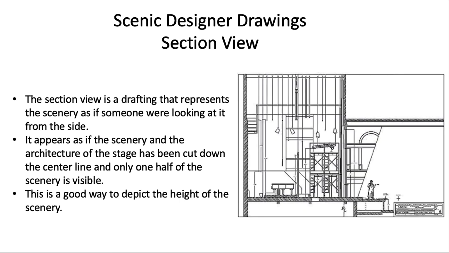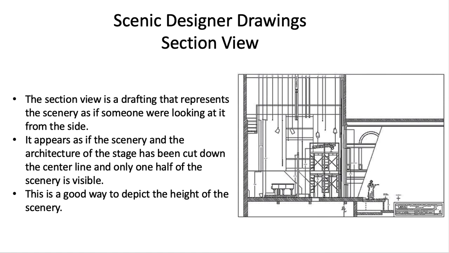The section view is a drafting that represents the scenery as if someone were standing in the wings looking at it from the side. It appears as if the scenery and the architecture of the stage have been cut down the center line and only 1/2 of the scenery is visible. So this is a really important drafting for the lighting designer and the technical director so that they know where everything is going to land, particularly when we're talking about the line sets and everything that has to be up in the air.